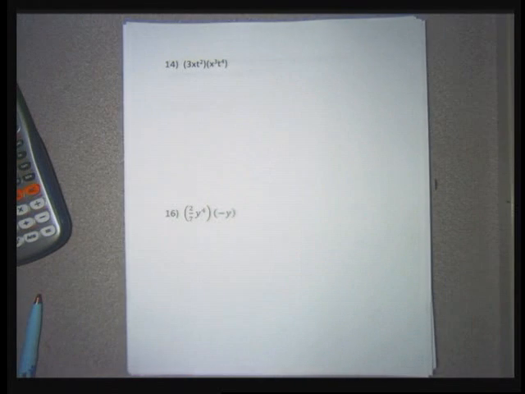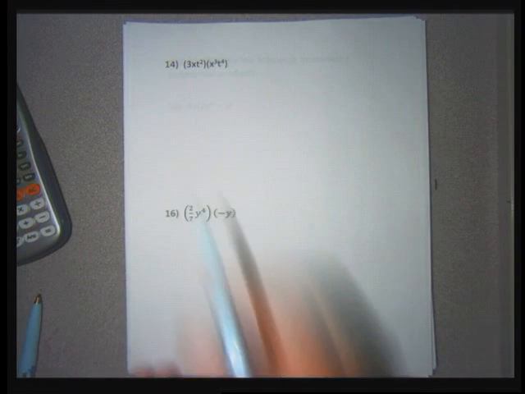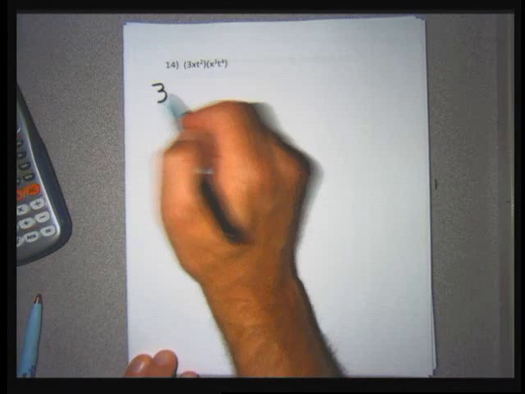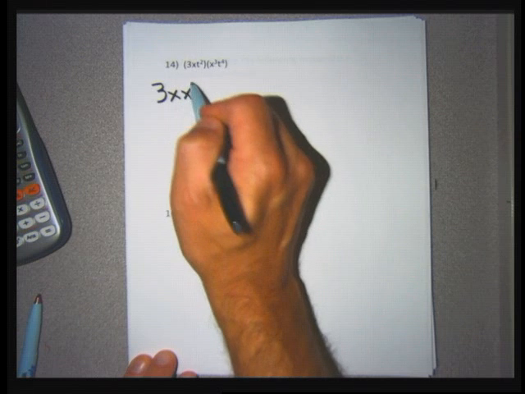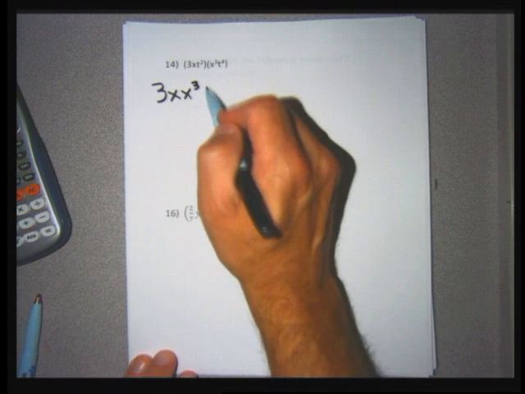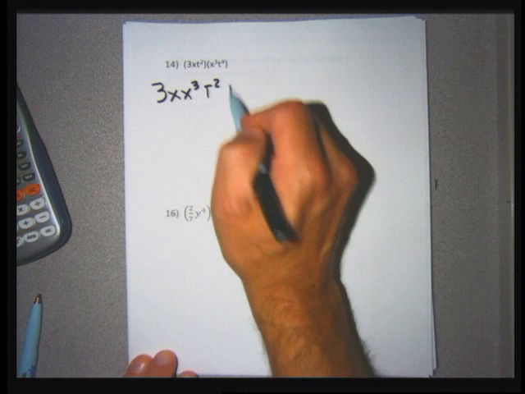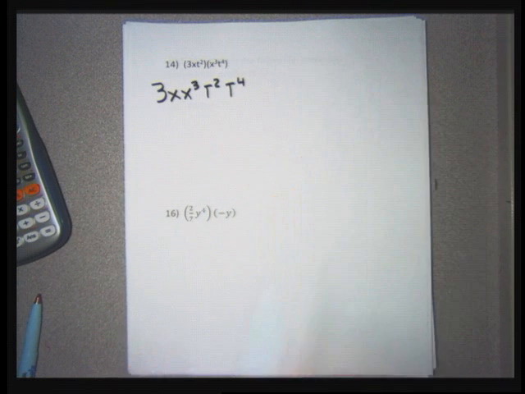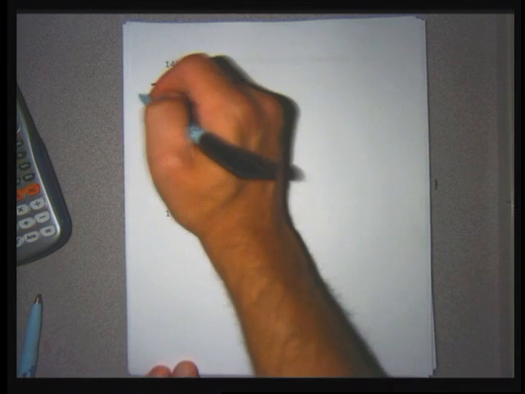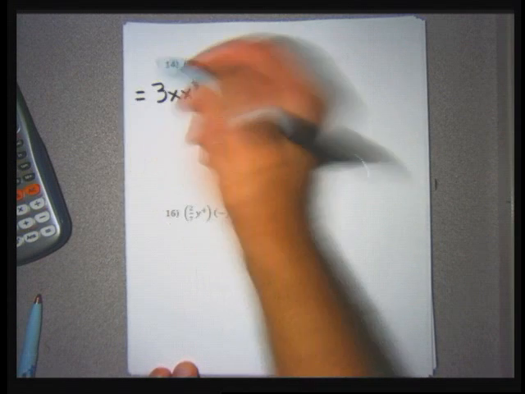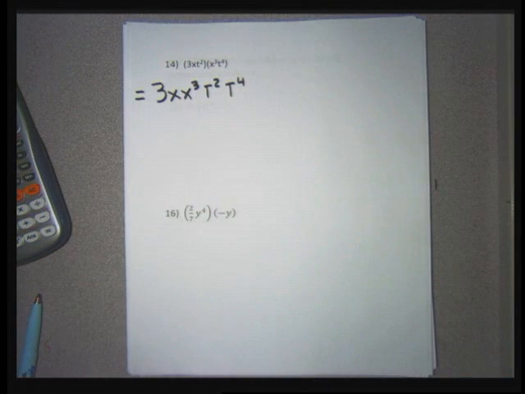Okay, for 14, I'm going to write the 3 and the x from the first parentheses, and then the x cubed from the second parentheses, and then the t squared from the first parentheses, and the t fourth from the second parentheses as my rewrite without the parentheses. It's not like a deal breaker if you don't write it, but it's nice to start writing equal signs in front of your work, which means this, what I wrote, equals the line above it. It looks different, it's written differently, but it's equal to the line above it.